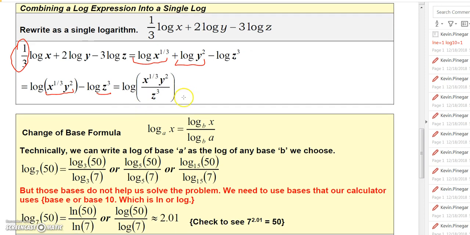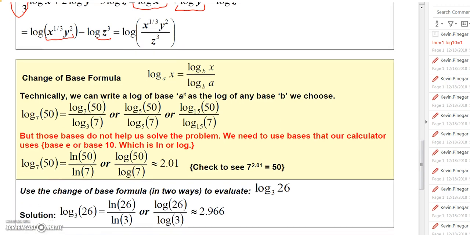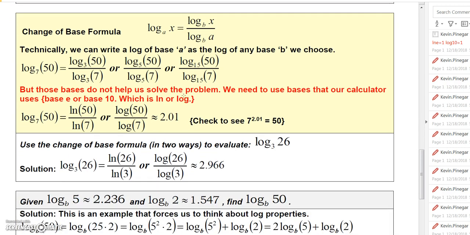So I can go either direction using those log properties. And again, these two problems were just a matter of practicing your log properties. Okay, now sometimes we need to change the bases. So here's a change of base formula. This allows you to change the base of a log. If you have the log of, say, the argument x and the base is a, you can pick any base you want.